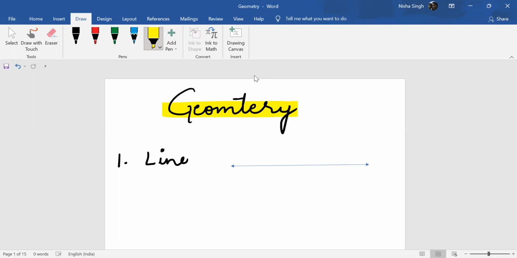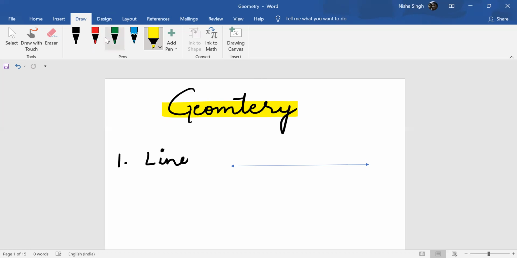Okay, then line, then what is a line segment, then curves. So we have simple curves also, simple closed curves also, and we have curves which are not simple closed curves. So in this class, you will learn how to identify simple closed curves and the curves which are closed curves, but they are not simple closed curves. Okay, so let's start with line.